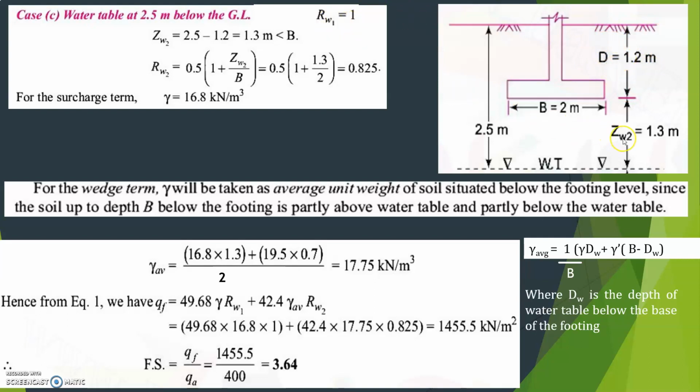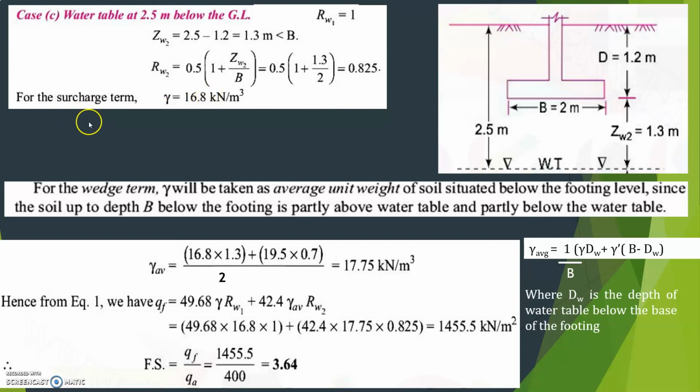Now you have to calculate RW2. RW2 is equal to half into 1 plus ZW2 divided by B. So now ZW2, that is this portion, is 1.3 divided by 2, plus 1, into 0.5, which is 0.825. Now in this case, you can see that the breadth or width of the footing is greater than the depth of the water table, so you have to consider the water table effect here. How to do that? There are two terms I have told: one is the surcharge term and the other, third term is the wedge term.